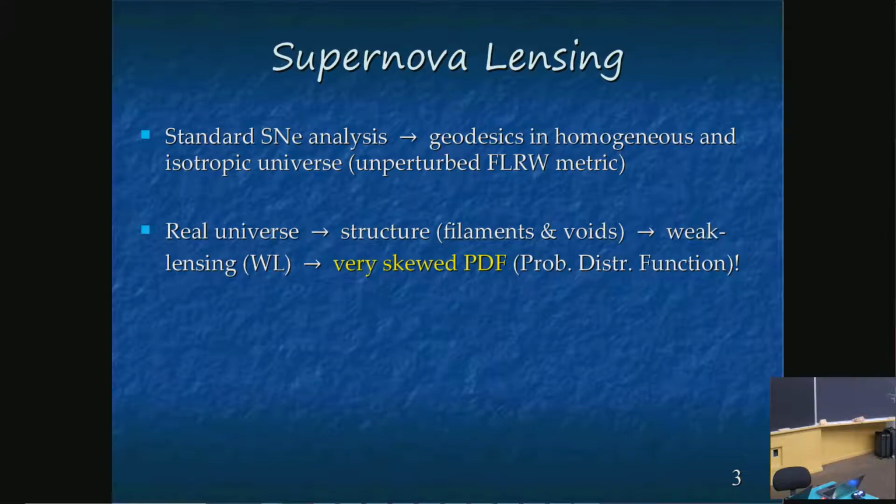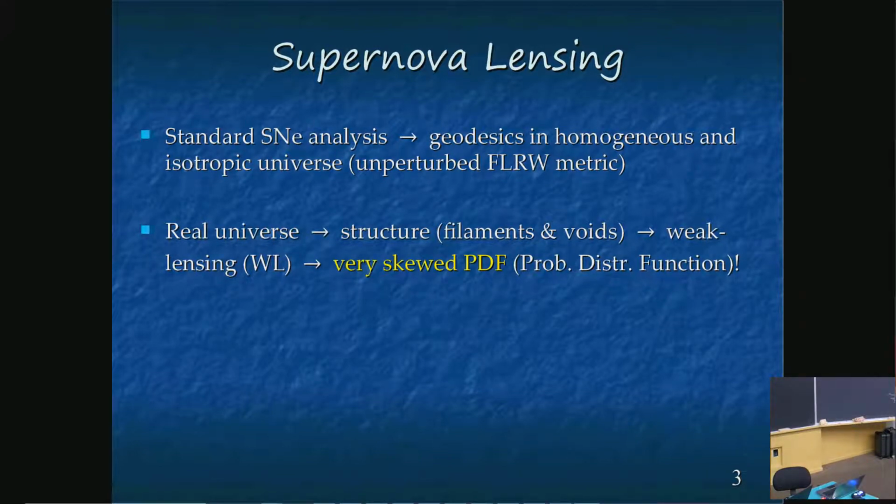So what you usually do is assume a Friedmann-Lemaître-Robertson-Walker background expansion, with your supernova just tracing that expansion, and you assume that the light from the supernova comes to us along geodesics. But of course, we now know that we have filaments and voids, so there will be lensing effects, and the majority of lensing is weak lensing. I'm not going to talk too much about strong lensing here. What I'm talking about is a weak lensing effect, but not the weak lensing that people usually think about. I'm not talking about multiple images here.